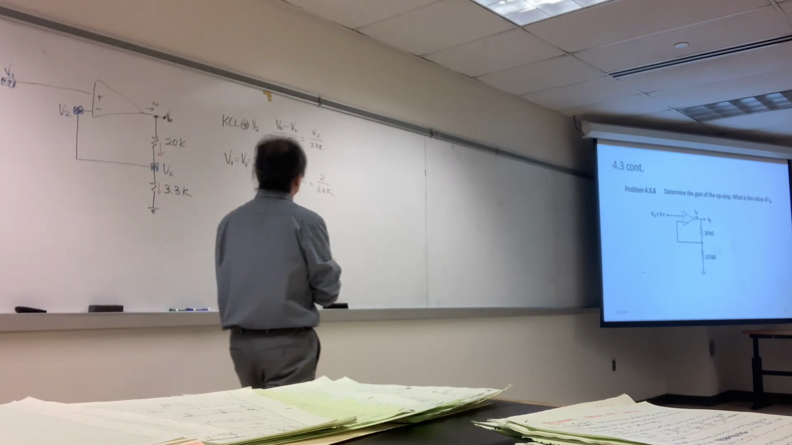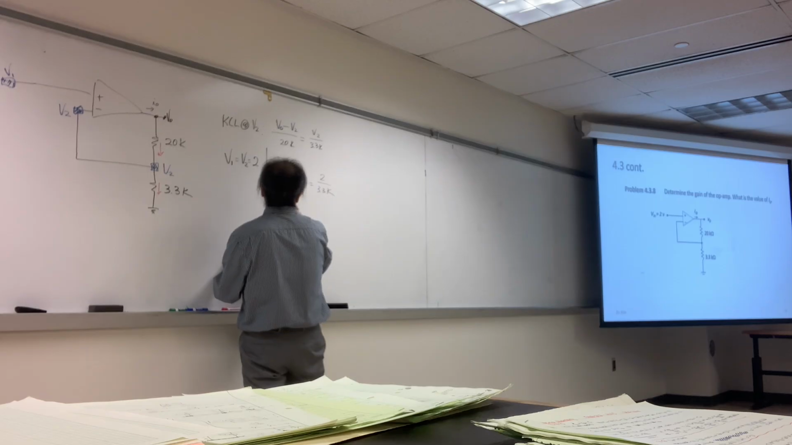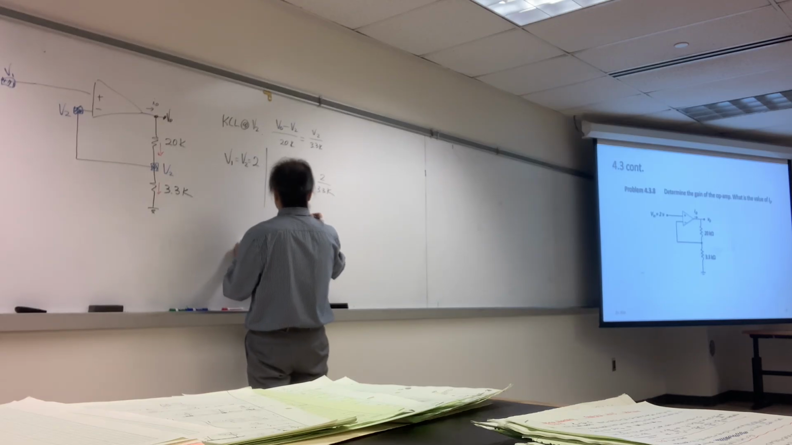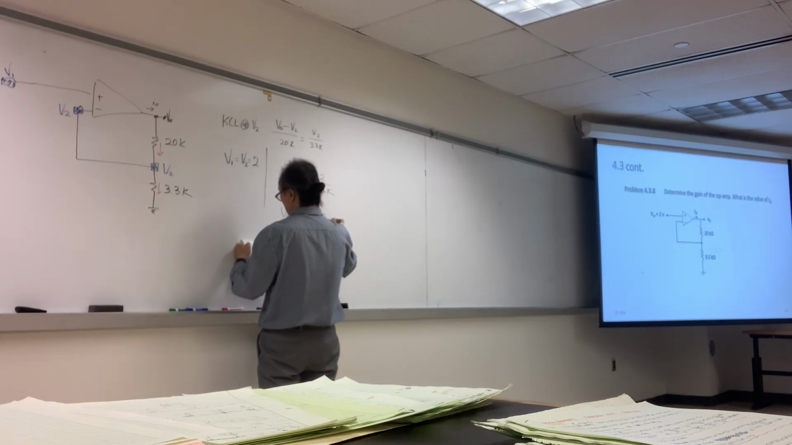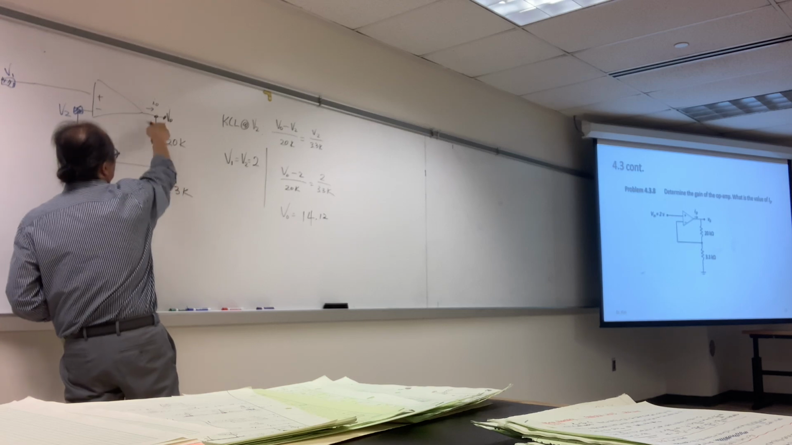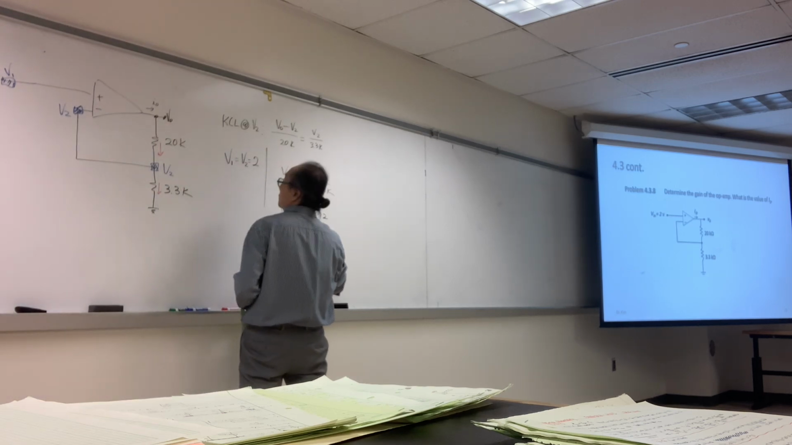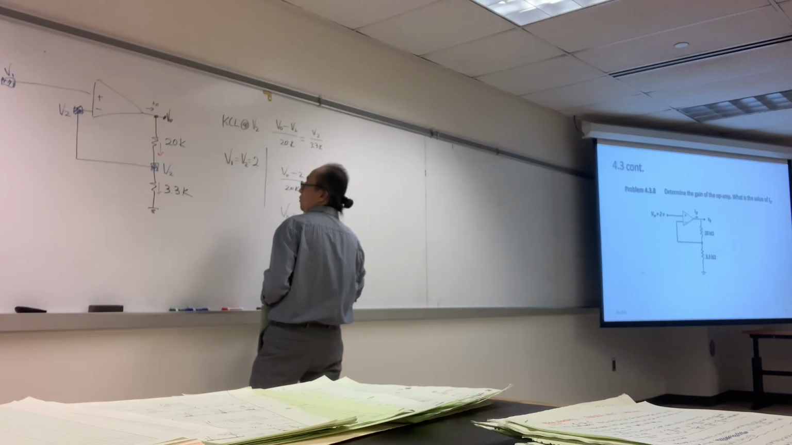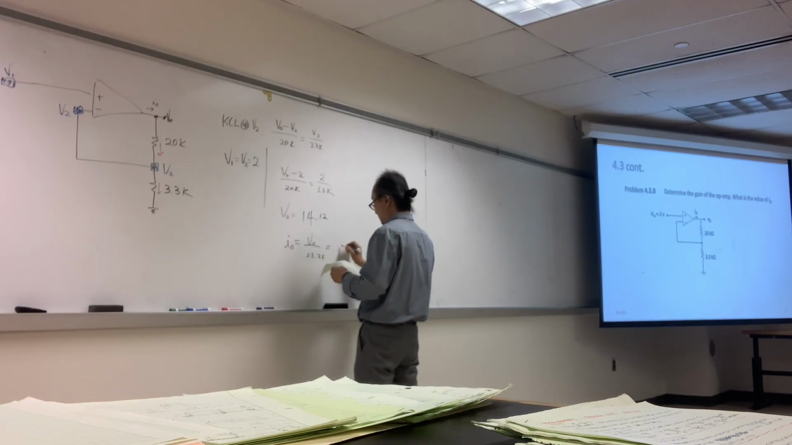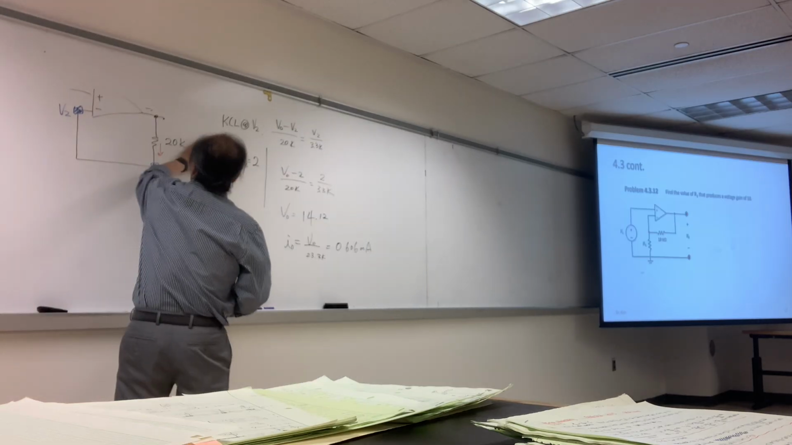And you use your calculator, find V0 as 14.12. And this I naught is going around here. So again, I naught equals V out over 3.3K. That is 0.606 milliamp.